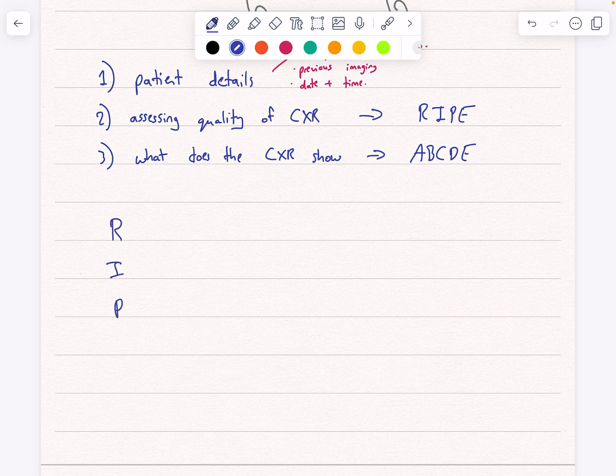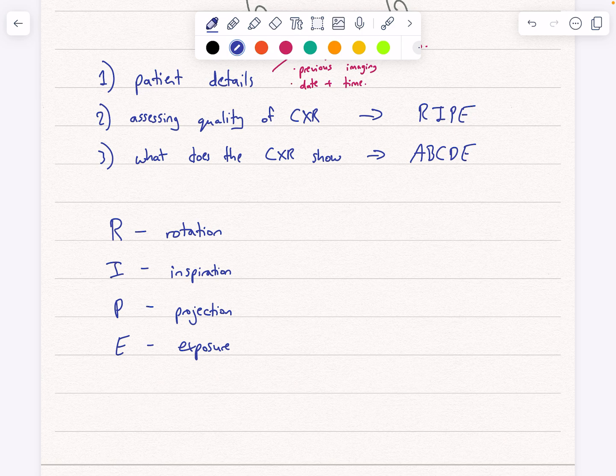So the R stands for rotation, I stands for inspiration, P stands for projection, and E stands for exposure.